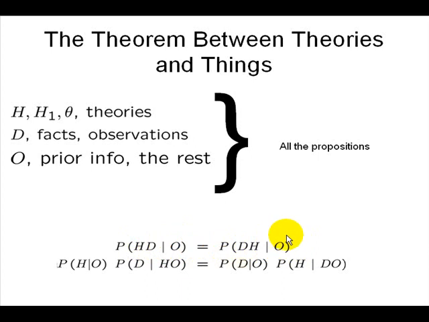Just apply the product rule on the left-hand side and the product rule on the right-hand side, and according to what we just saw, the probability of H and D conditional on O is the probability of H given O times the probability of D given H and O. Just changing the domain of discourse here. And you do the same thing here, but the other way around. Because we start with D, the probability of D given O, and the probability of H given D and O.